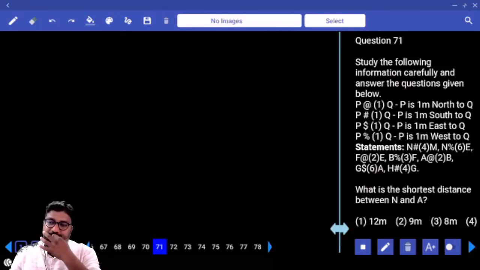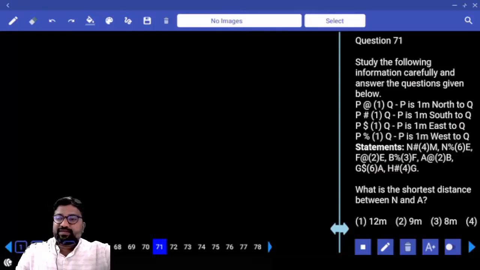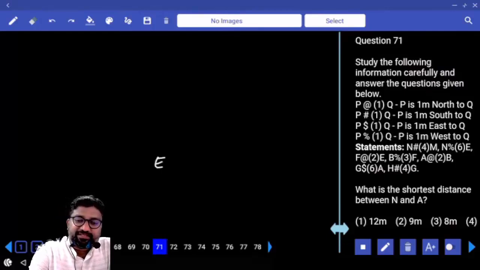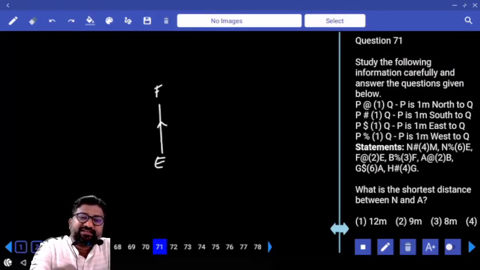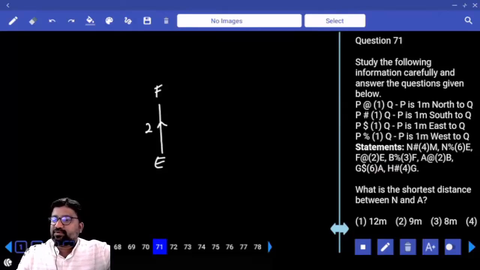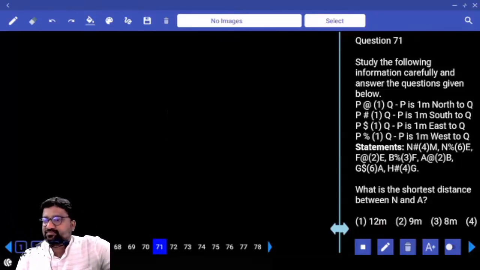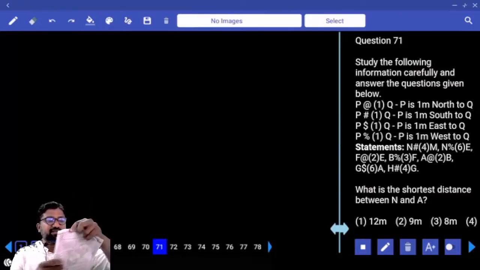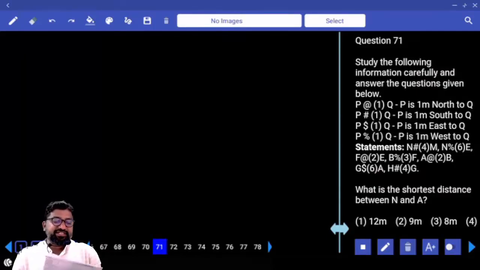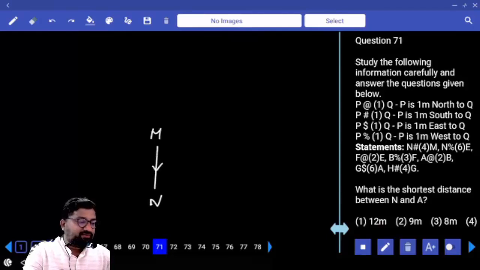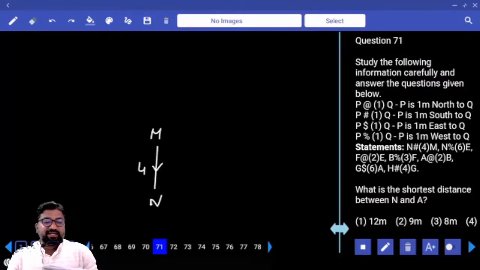What does F@E mean? F is to the north of E. This is E. North of E is F. What is the distance? 2 meters. First N is there, so check. Next, N#M. N#M, come on. N is to the south of M. South of M. Who is this? N. What is the distance? 4.